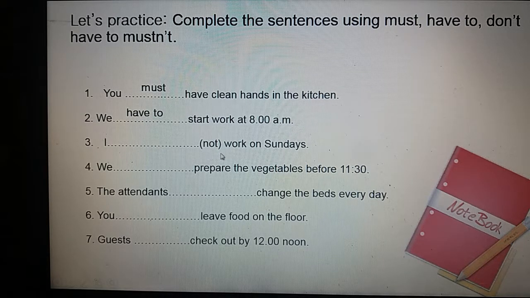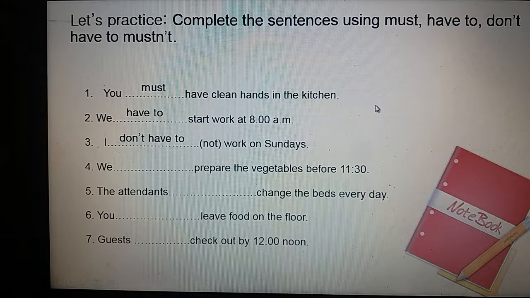Okay? Now, the next part is negative. It says not. If it is negative, you only have two options: either don't have to or mustn't. Okay, so here it says work on Sundays, which is very similar to the example I showed you. So the correct answer is I don't have to. That means that this isn't an obligation for me.